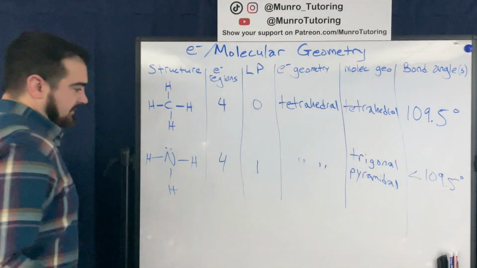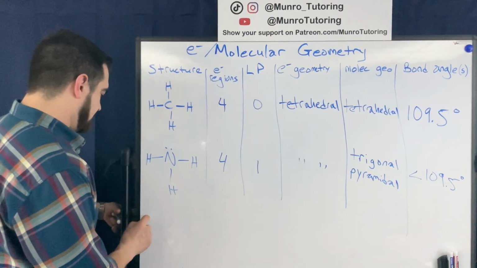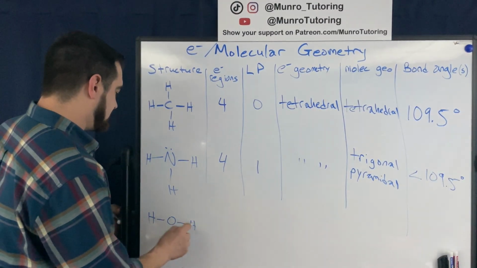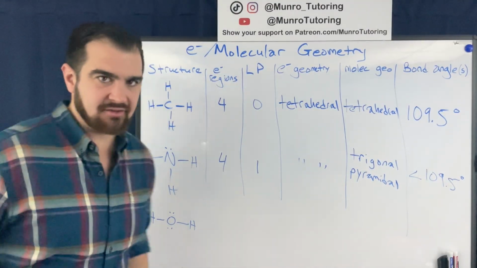So let's keep going here. And let's do water. So we have H bonded to an O, bonded to an H, two lone pairs. This is a classic one to get wrong.